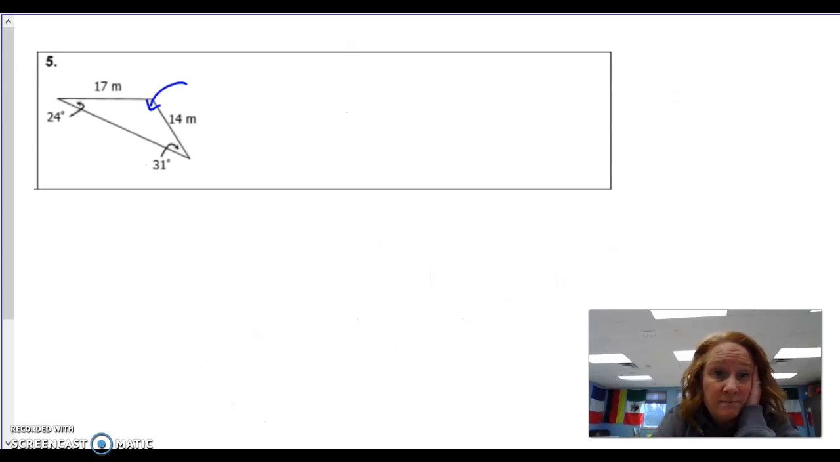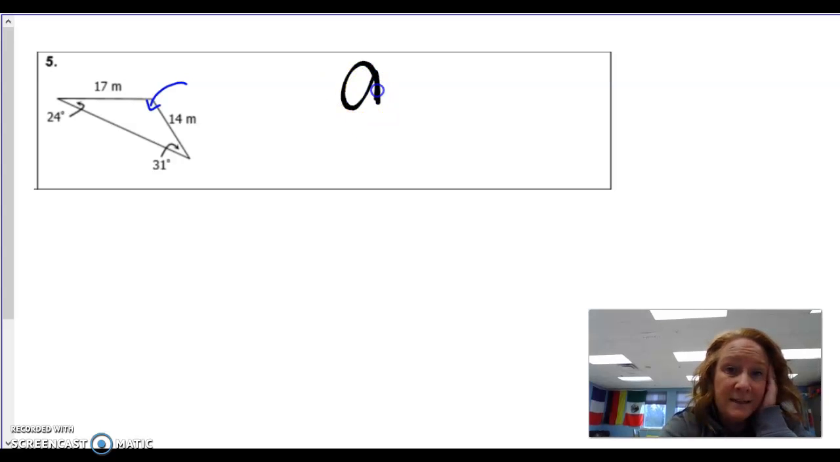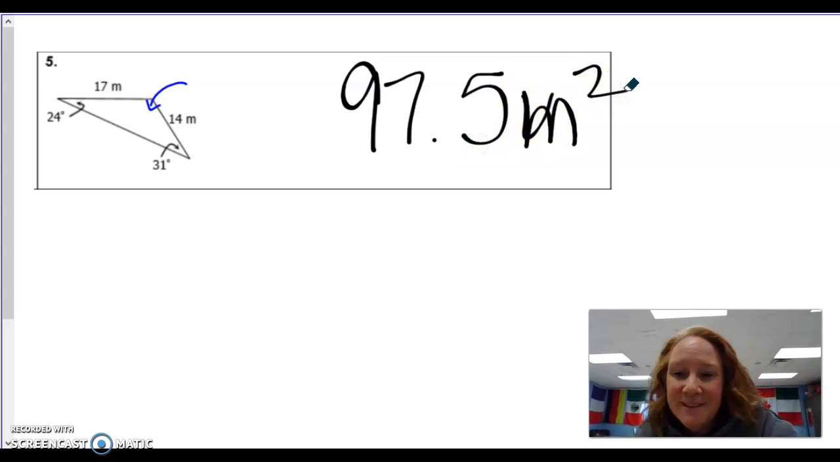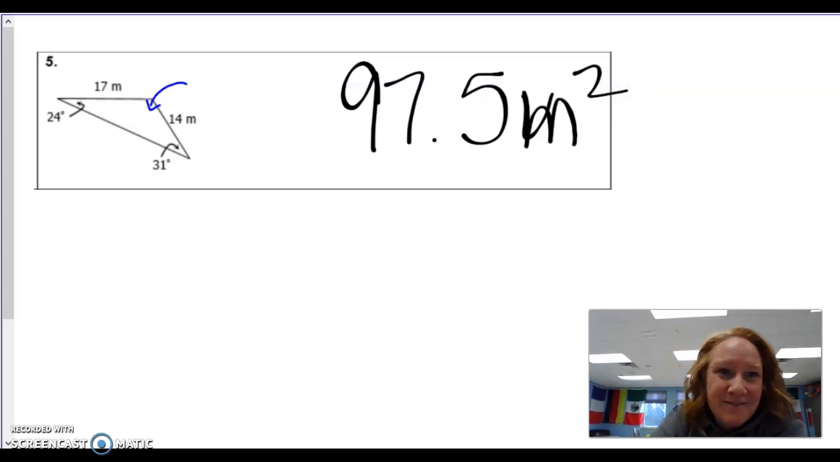All right. The last one. You could do it on your own. You would need to find that angle. Altogether, if you want to find it, it's going to be 97.5 meters squared. See if you can find it. Oh, that was great fun. I like ones that go together like that.